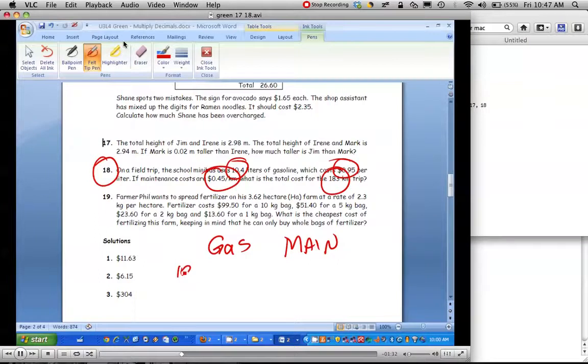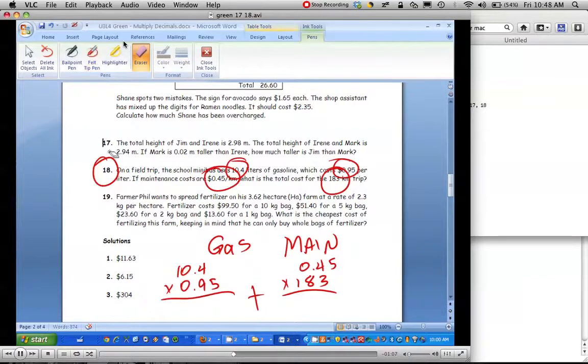10.4 liters of gas times 95 cents per liter. That gives me my gas cost, my maintenance cost, 45 cents per kilometer times 183 kilometers. That gives me the maintenance cost. Add them together, and I am good to go with that. Okay, so it's the same as the problem right before.